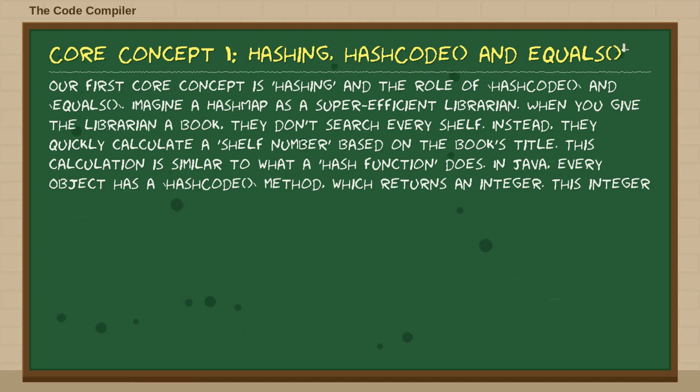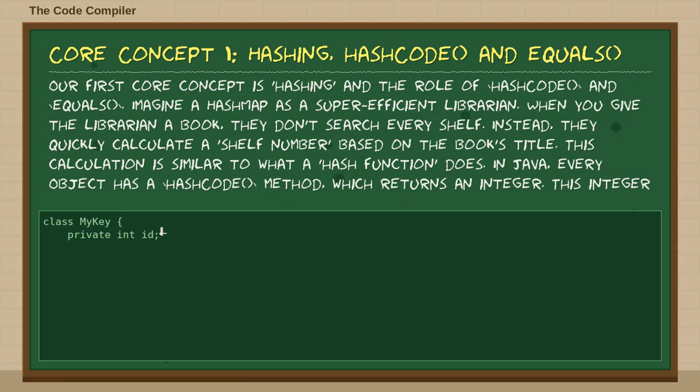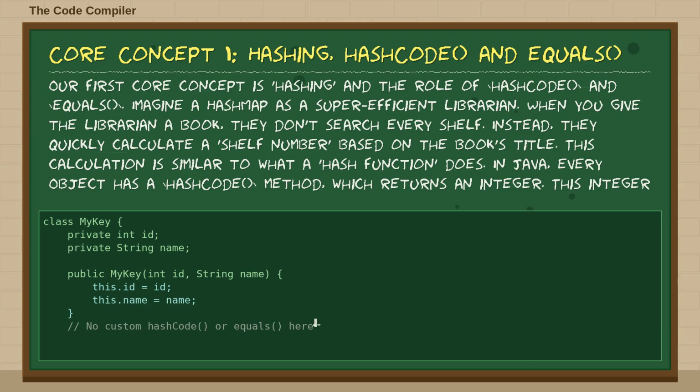But what if two different books get the same shelf number? That's where equals comes in. If two objects have the same hashcode, HashMap then uses the equals method to determine if they are truly the same object or just happened to land on the same shelf. It's a two-step verification process.